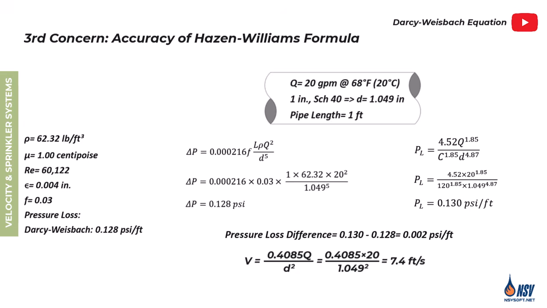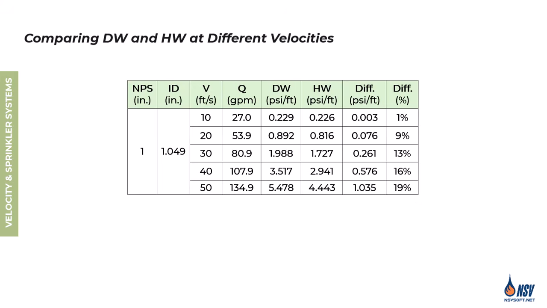the flow rate rises. As shown in this table, I calculated the pressure loss for different water velocities using both the Darcy-Weisbach and the Hazen-Williams equations. All values are based on a water temperature of 68 degrees Fahrenheit, which is equivalent to 20 degrees Celsius. The pipe roughness is taken as 0.004 inches, corresponding to a Hazen-Williams C factor of 120.